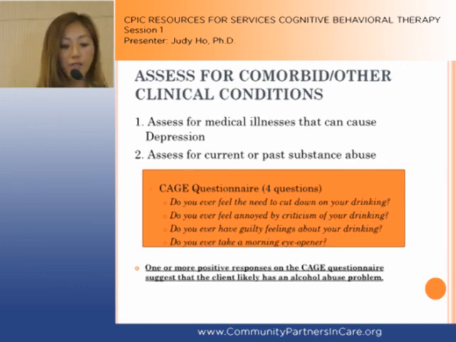As you see right here, for example, the first question says, do you ever feel the need to cut down on your drinking? And you can actually substitute the word drinking, so it becomes, do you ever feel the need to cut down on your drug use? So you can use it for both alcohol use as well as drug use. And this questionnaire is very simple. It's only 4 questions. And if the client has 1 or more positive responses on this CAGE questionnaire, that would suggest that the client likely has an alcohol abuse problem. So that would be a point for which you probe further using the DSM criteria for alcohol abuse or alcohol dependence.